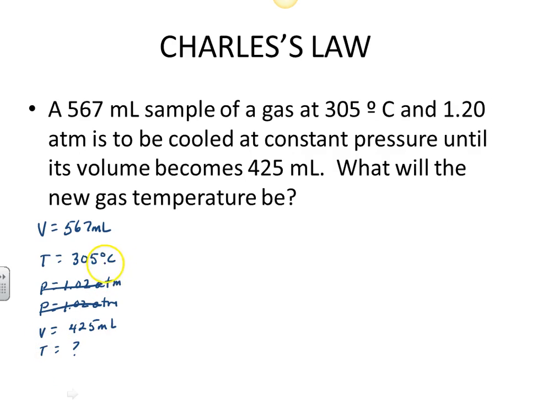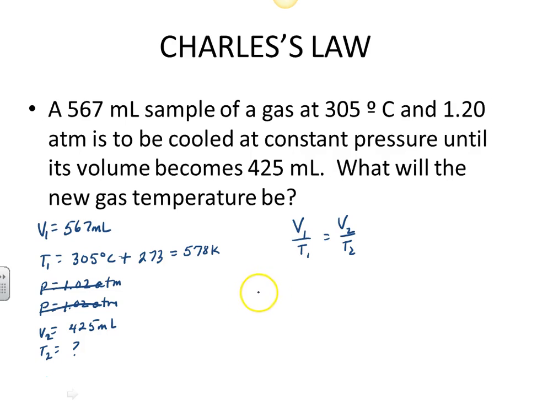Okay, so one thing that we're going to have to do before we solve the problem is, anytime we have a temperature, go ahead and convert to Kelvin. The temperature here plus 273 equals 578 Kelvin. We then have the equation V1 over T1 equals V2 over T2. Identify the conditions that go together. This volume occurs at this temperature. This volume will occur at this temperature.